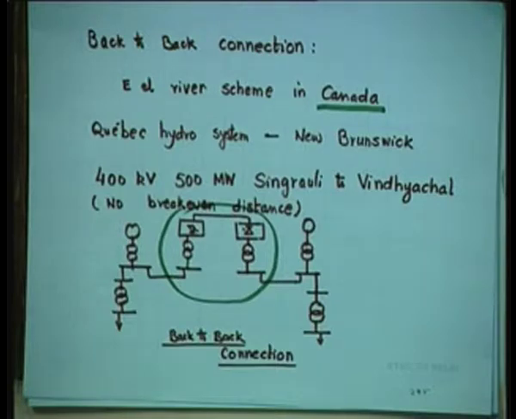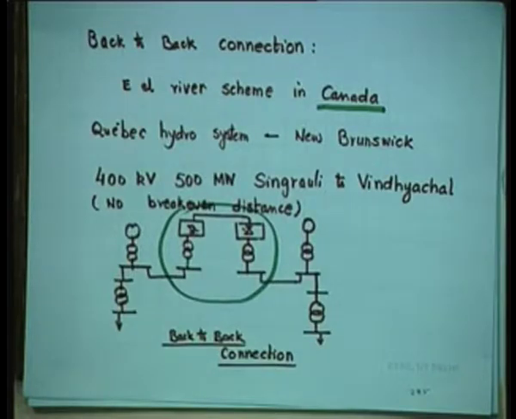Now, when you talk of back to back, there is no meaning in talking about break even distance, because distance is almost 0. Now, look at the diagram, which is shown in the green circle. It is the back to back connection, and it can be housed in the same building. You do not even have to go to the next building. Now, do not think that this is the only way we can use HVDC.